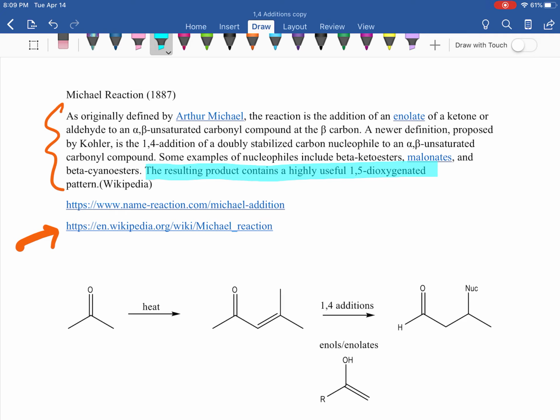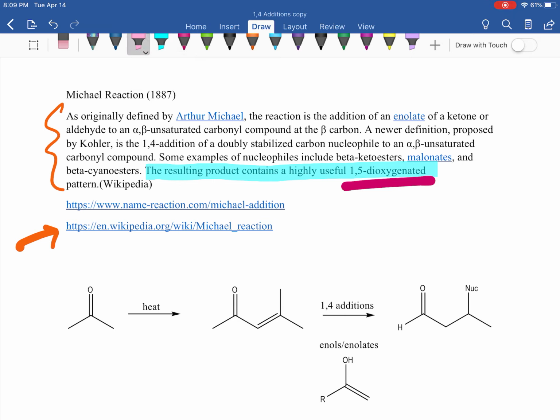It is still being used. There are many iterations of the Michael reaction. It depends what your source of your enol or enolate is. There's lots of Michael additions. They are still used, and they're still used because of this 1,5 dioxygen spacing. They make phenomenal partners for all kinds of chemistry. And we're about to make some rings with them.